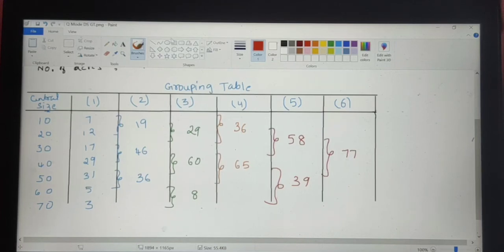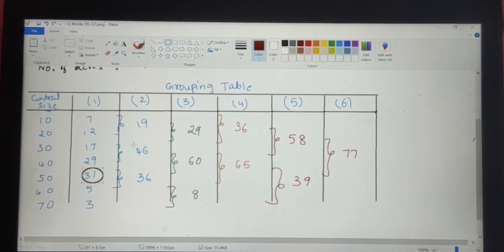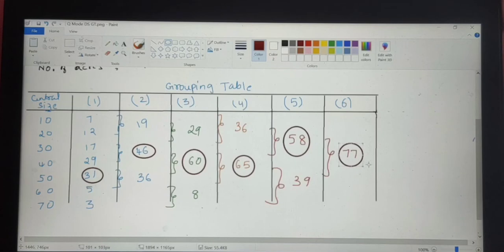Now the next important thing that you are going to do is you are going to circle the highest numbers from each of these columns. So in the first column, if you see, you have 31 as the highest number. Then in the second column 46, third column 60, fourth column 65, fifth is 58 and sixth it is 77. There might be certain cases wherein you will find more than one highest number. You are going to circle both the highest values. So this is our grouping table.